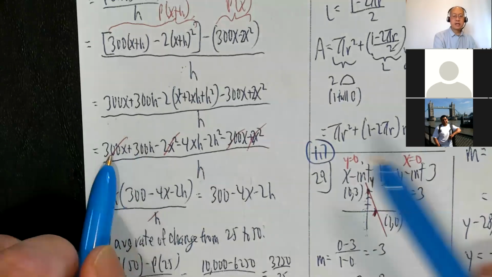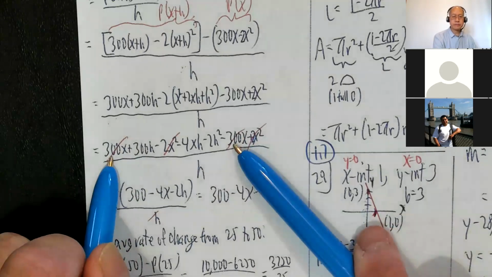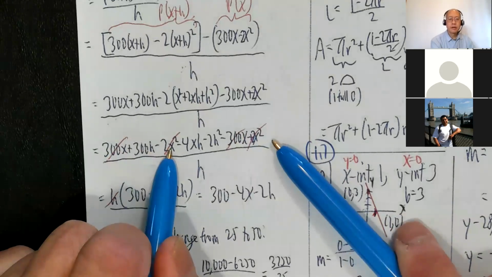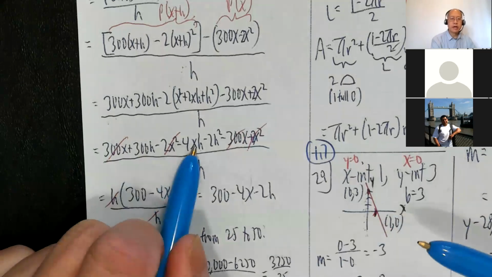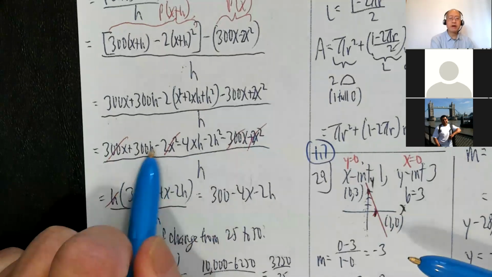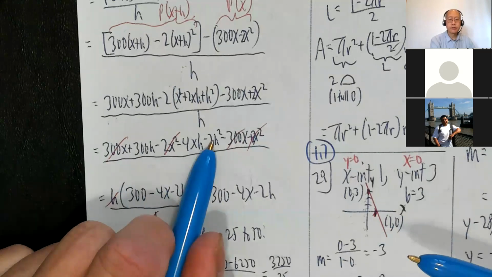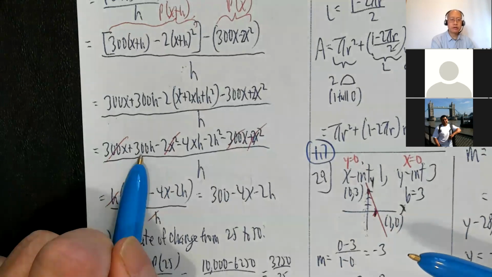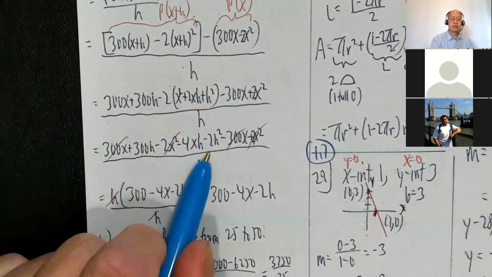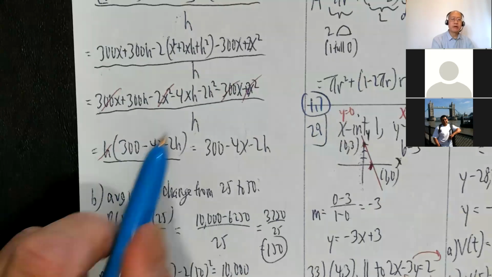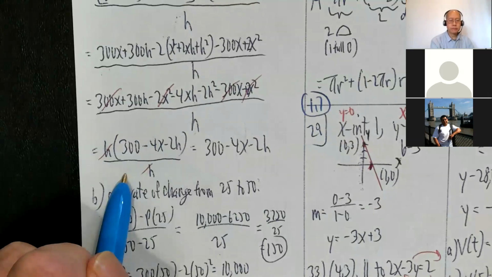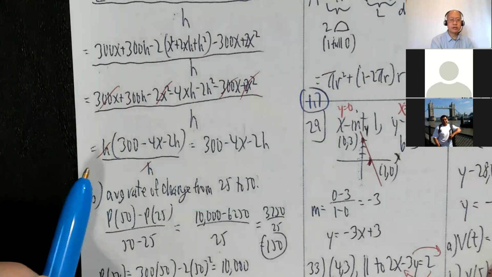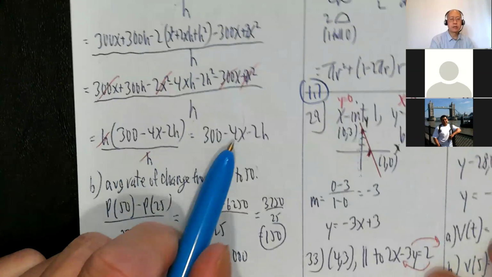Okay, so all of that, these two here cancel out. These two cancel out. So I have this one, and this one. And these three have a common factor of h. If I pull out the h, parentheses, that'll be 300 minus 4x minus 2h divided by the h in the bottom. And then these two cancel out, leaving me with 300 minus 4x minus 2h.